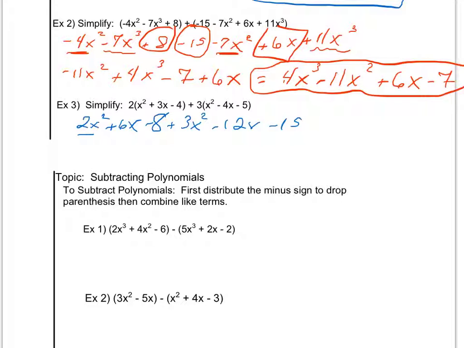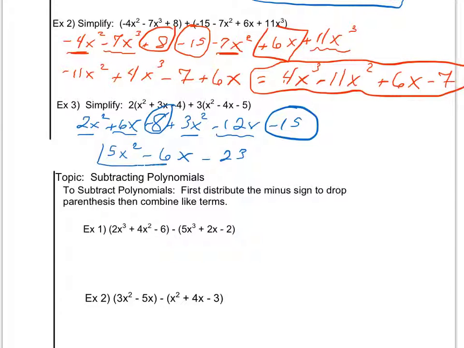Combining like terms, 2x squared and 3x squared is 5x squared. 6x and negative 12x is negative 6x. And negative 8 and negative 15 is negative 23. And I'm in standard form since I go 2, my quadratic term, 1, my linear term, no exponent, my constant term. And then that is it. So a big thing to remember, distributing a plus sign does not do anything.